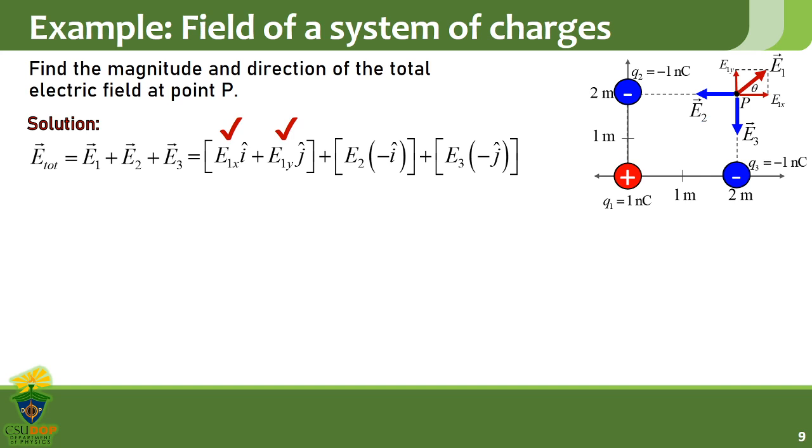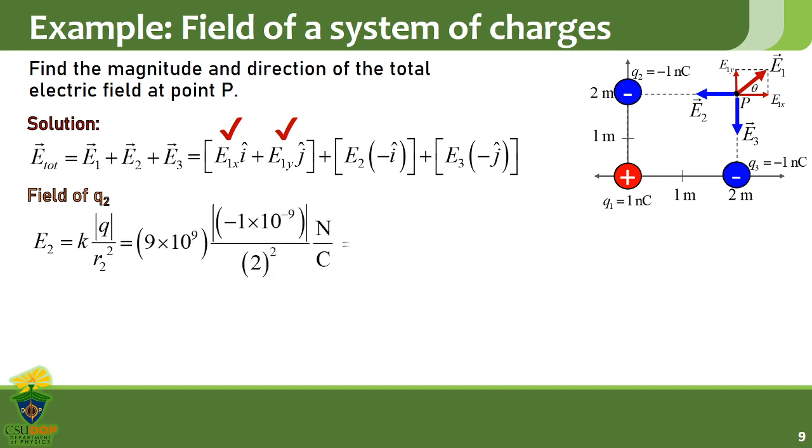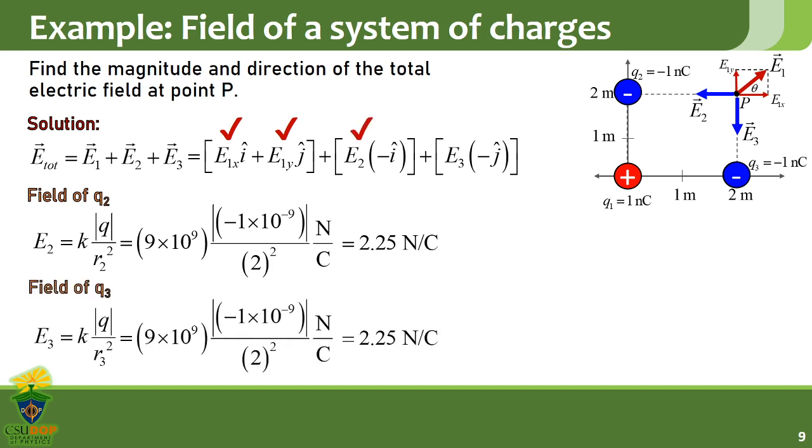For the magnitude of E2, we again use Coulomb's law. Knowing the charge and our values, we get a magnitude of 2.25 newtons per coulomb. We do the same for E3 and obtain a similar value. Note that Q2 and Q3 will have the same field magnitude at point P since they have the same charge values and are both equidistant to point P.